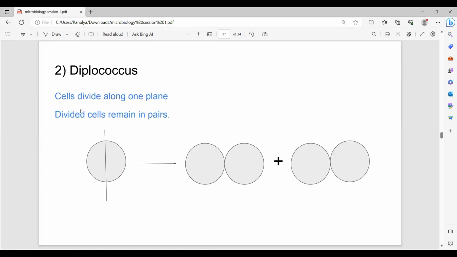Diplococcus. Again, here also cells divide along 1 plane. Right? This is this plane. The cells divide along this plane. And divided cells remain in pairs. Diplococcus. Next one.